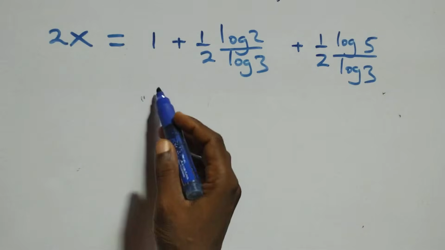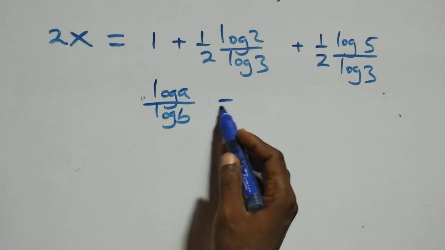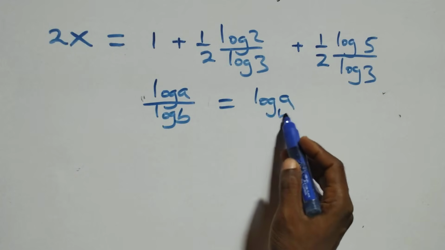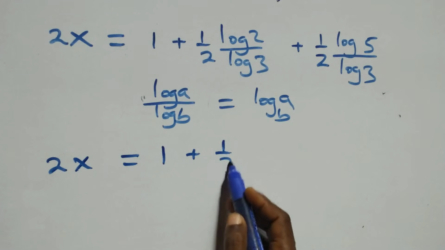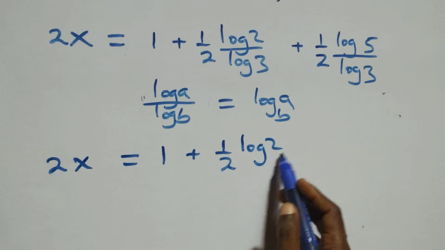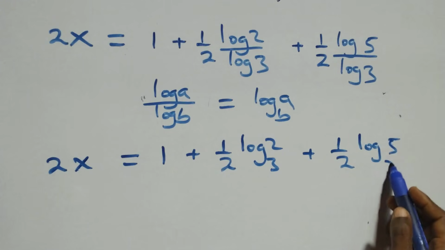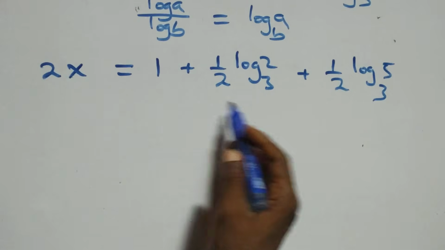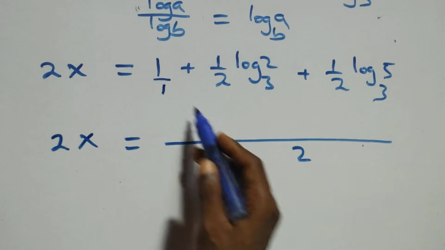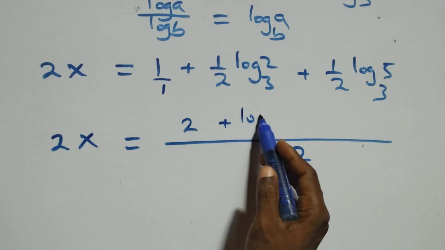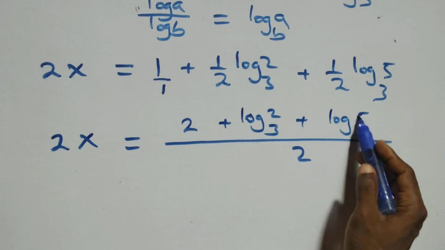Next step here, we apply change of base. When we have log A over log B, this is the same thing as log A to base B. That is, here we have 2x equals 1 plus 1 over 2 times log 2 base 3 plus 1 over 2 times log 5 base 3. Then we can bring this together as one fraction. This 1 over 1, this becomes 2x equals the LCM here, that's 2. And this becomes 2 plus log 2 base 3 plus log 5 base 3.